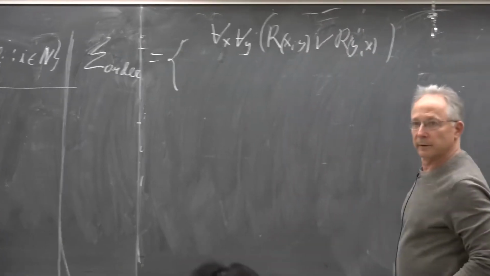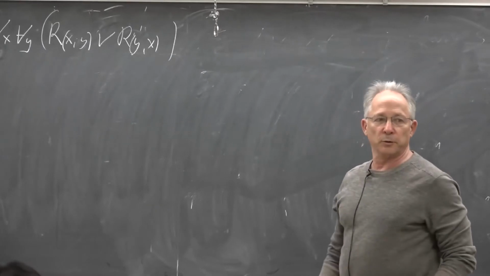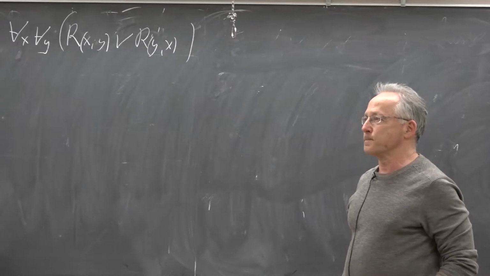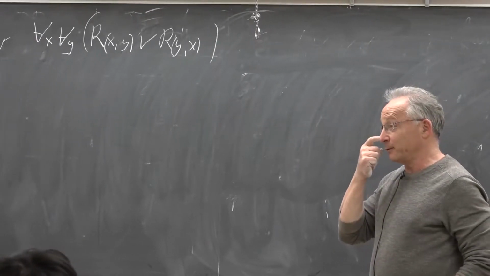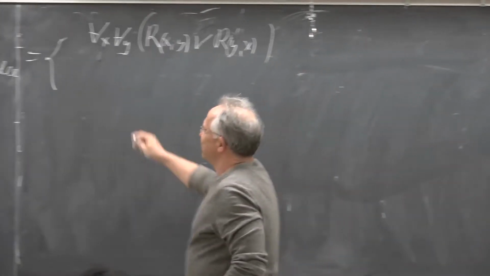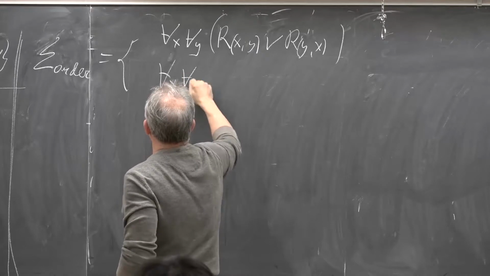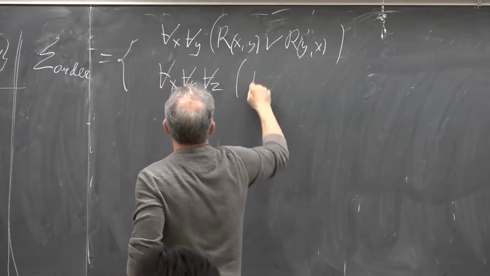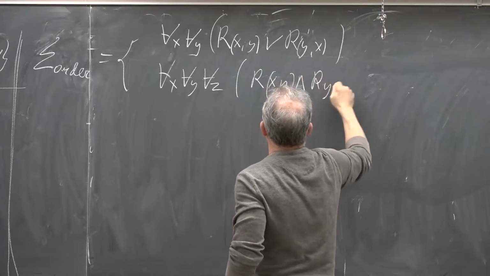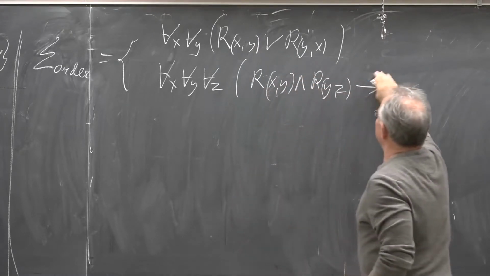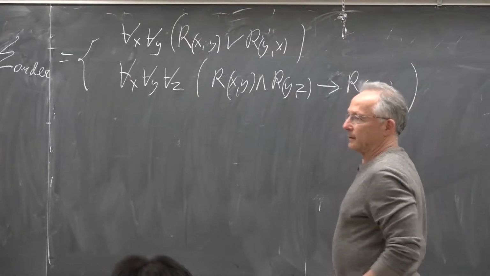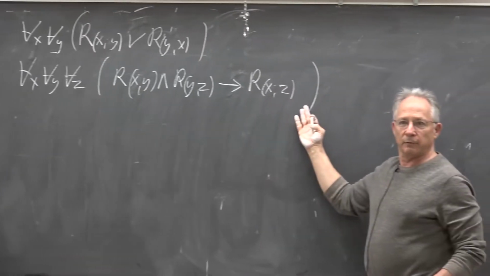That's one requirement. What else do I need to put in my set to make sure it's an ordering? Yes? Transitive. Transitive, like for all x, for all y, for all z, R(x,y) and R(y,z) implies R(x,z). Right? That's transitivity, the transitivity of ordering.